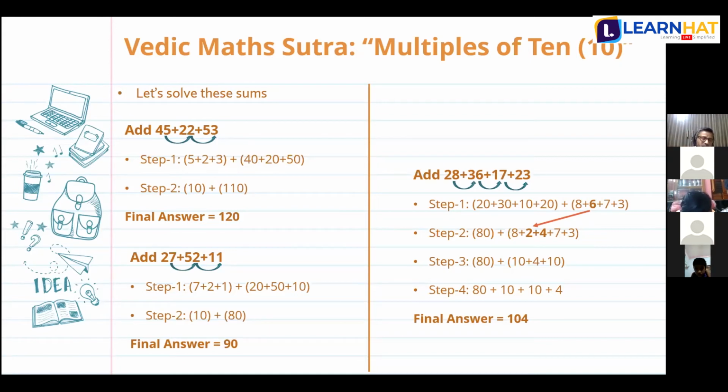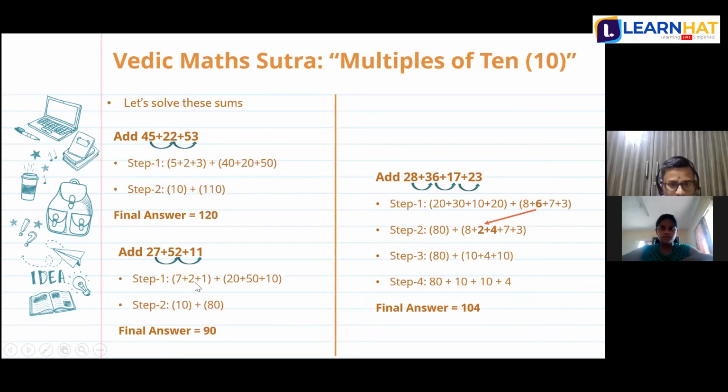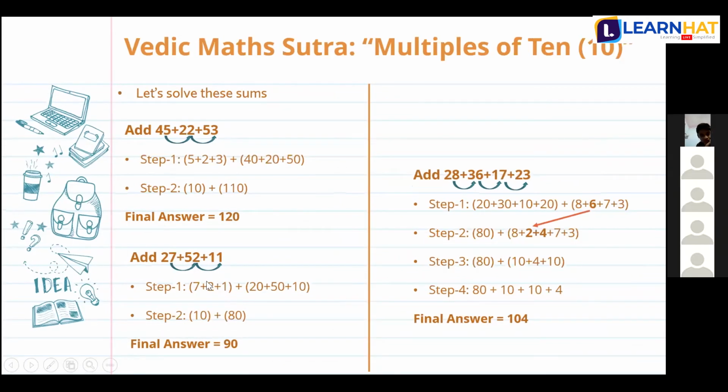Okay, so let's try one more sum. 27 plus 52 plus 11. Clear? First step, add all the ones. What are the one-digit numbers here? 7 in 27 is in the ones place. 2 in 52 is in the ones place. 1 in 11 is in the ones place. Then we have taken 7 already, so it becomes 20. We have taken 2, so we have 50 in the tens place. We have taken 1 here, so 10 is remaining.